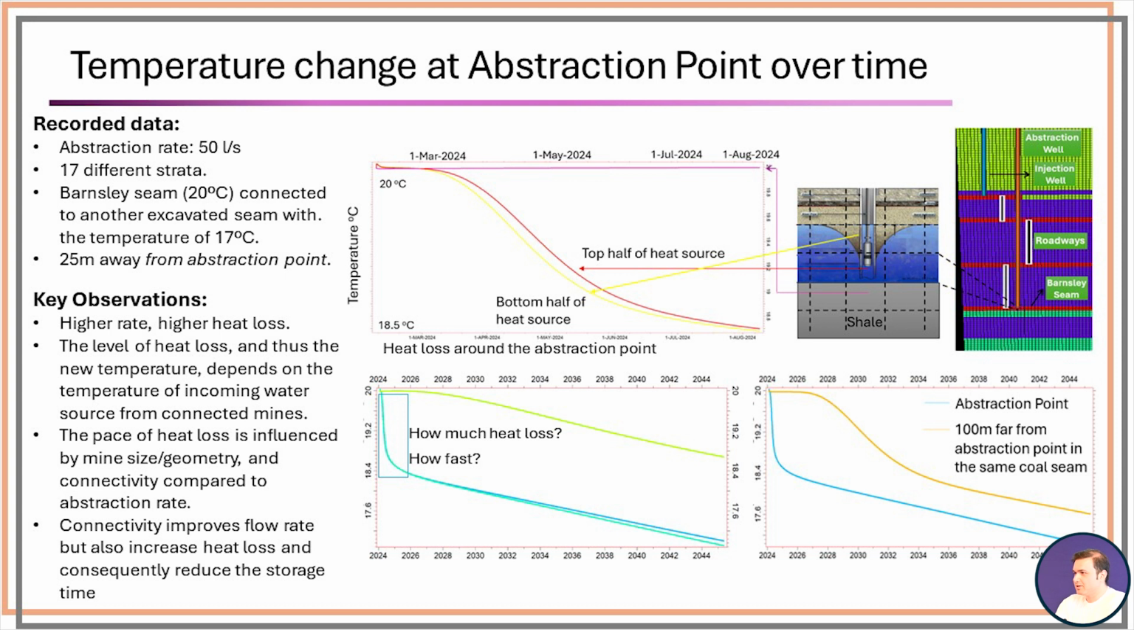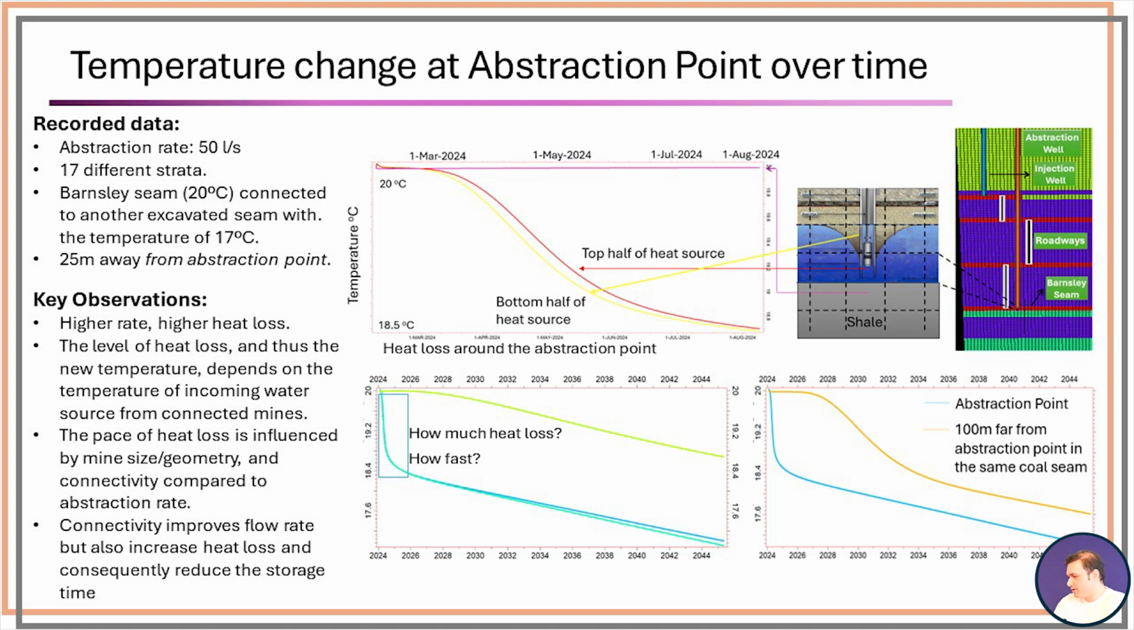But if you're connected to just another seam a little bit closer to your seam, the temperature difference is something like 2 or 3 degrees, so you lose less heat. And the other question is how fast we may lose the temperature and for how long we can keep the heat under the ground. So this depends on different parameters.